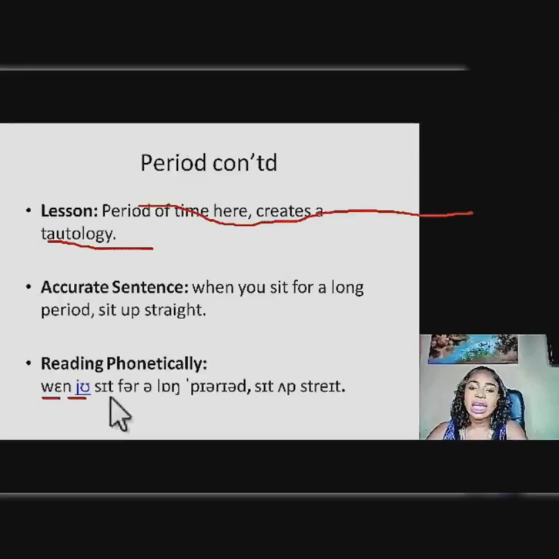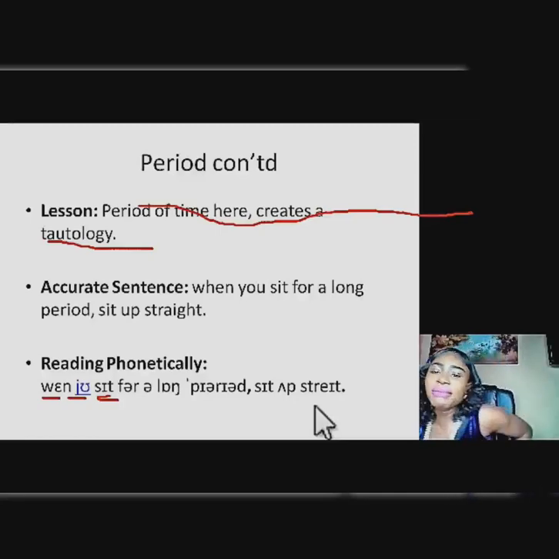I said this in a previous class. This one is not "seat". This one is "set". Sit fair. A long period. Period. Sit up straight. Like me? If you look at my seat here, I sit for a very long time. Sometimes I sit for 24 hours.